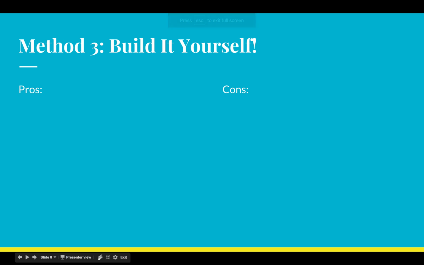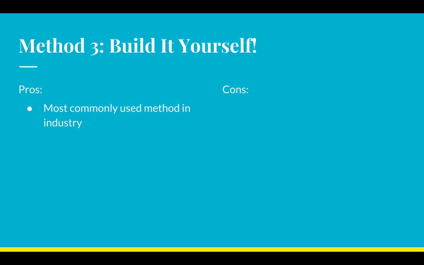All right. So the third and final method will be to build it all yourself. Some of the pros of this is that if you are looking for a job in software engineering, then this is the most commonly used method in industry. Pretty much all the companies will expect you to be able to build a website without the use of website builders or content management systems. So you could create websites from scratch to add to your portfolio or resumes when applying to jobs.